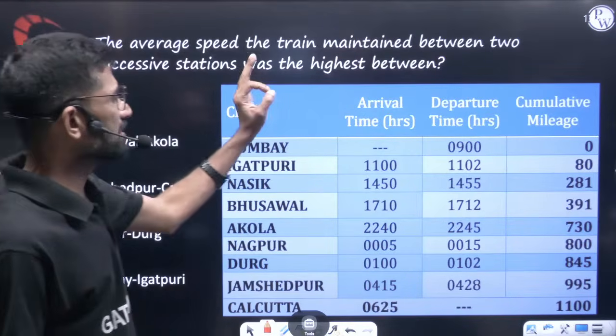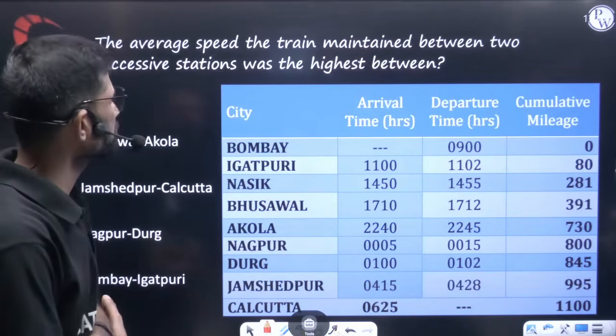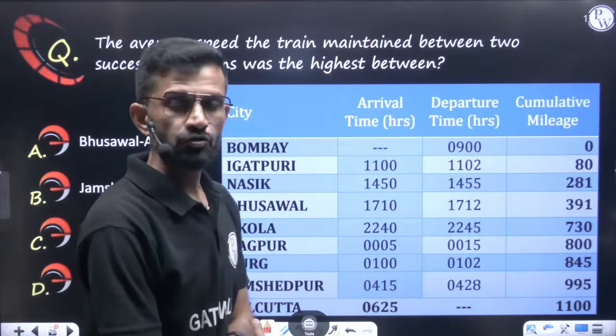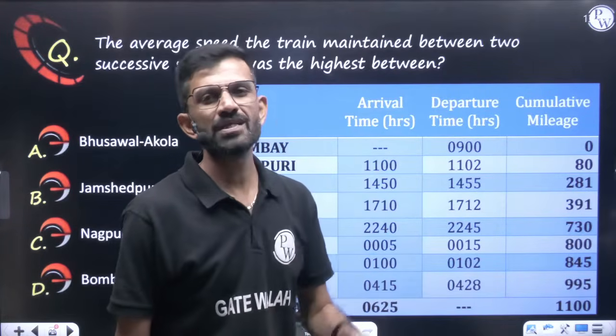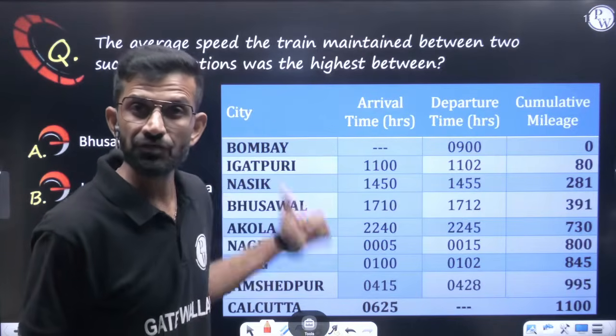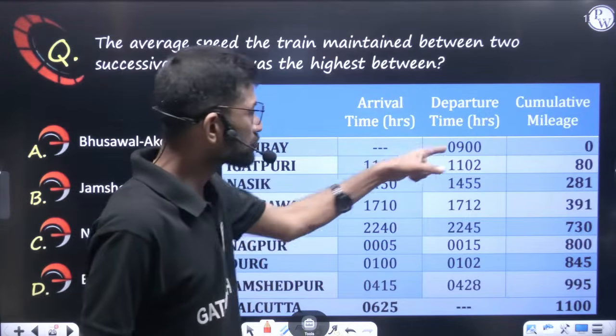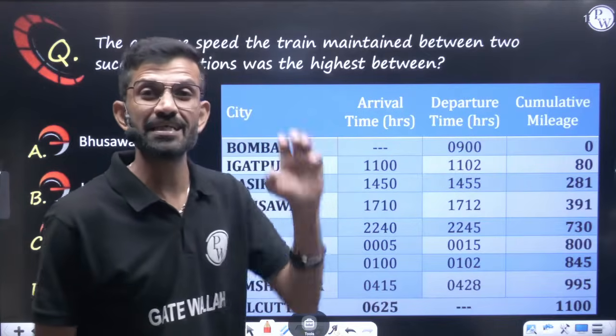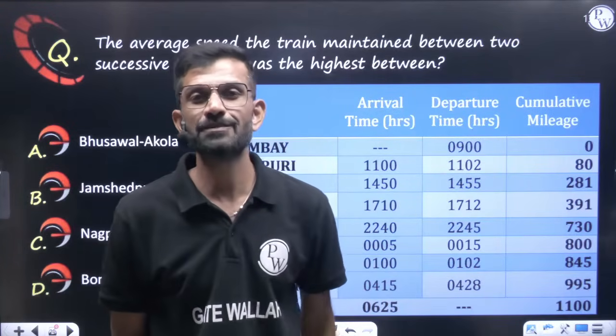The average speed the train maintained between two successive stations was the highest between. So in between two successive stations, where is the highest speed of the train? It means we have to find the distance everywhere, which we found in the earlier slide, and we have to see the timing also, how much time it is taking. Distance by time will give the speed.